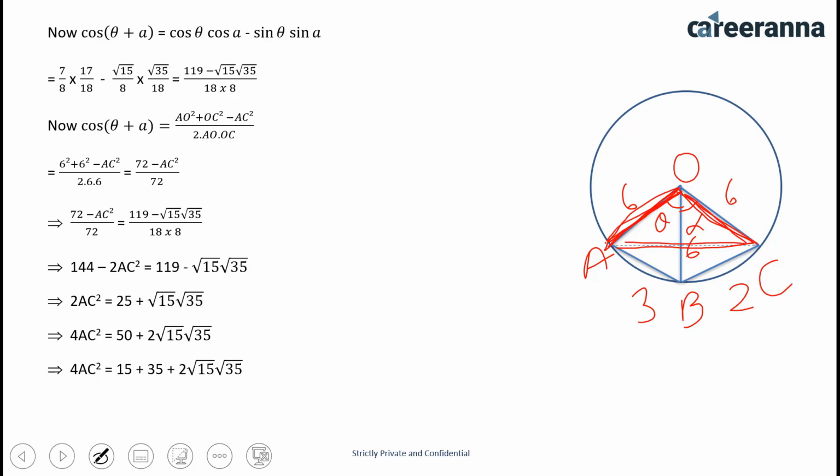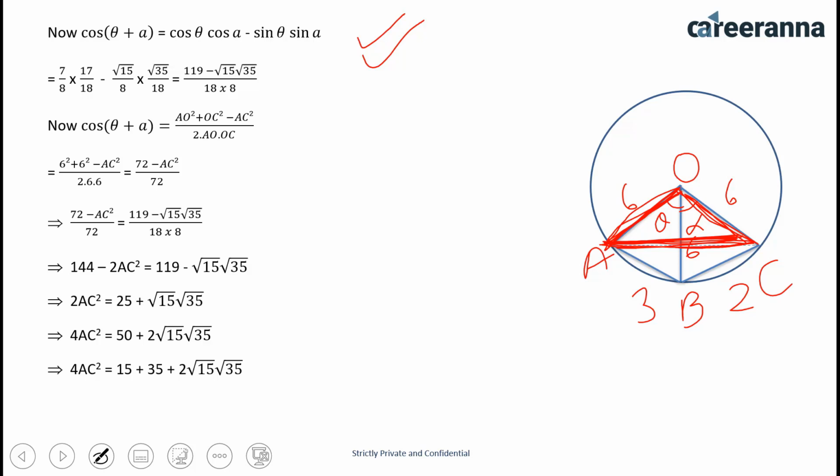We need to find the value of this, and we have already found theta plus alpha. We now need to find the value of AC square. Now cos(theta plus alpha), that is cos(A plus B), is cos A cos B minus sin A sin B. That formula we have used here. What I did here, I did nothing, I just substituted the value. That is why I have taken out sin theta, cos theta, and sin alpha there.